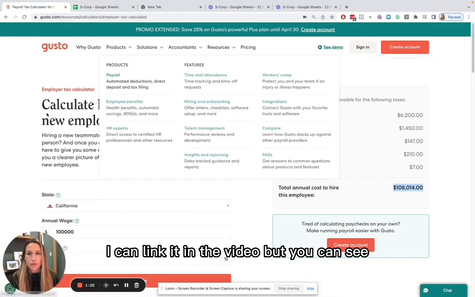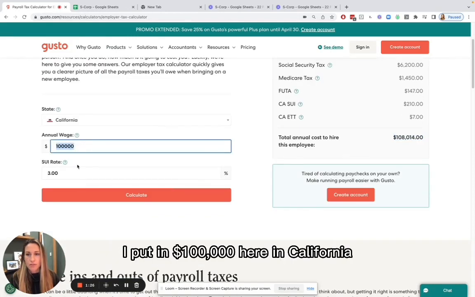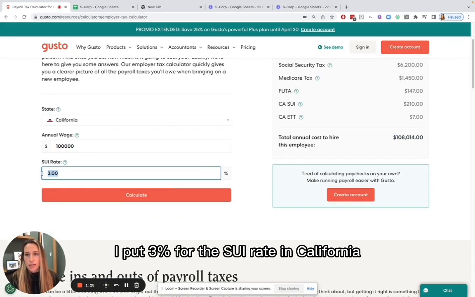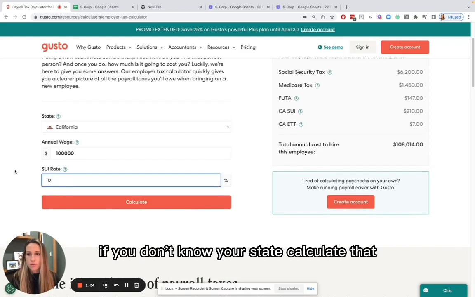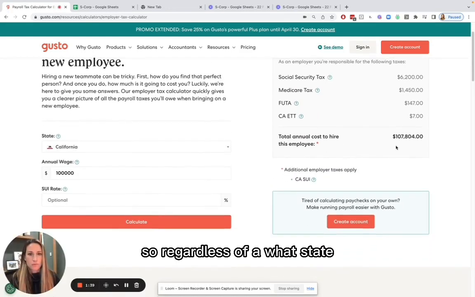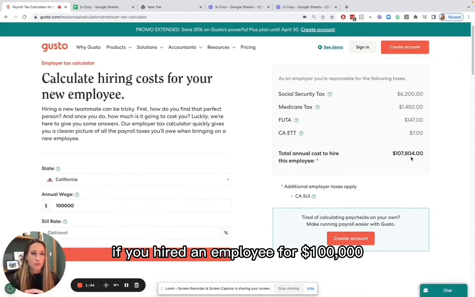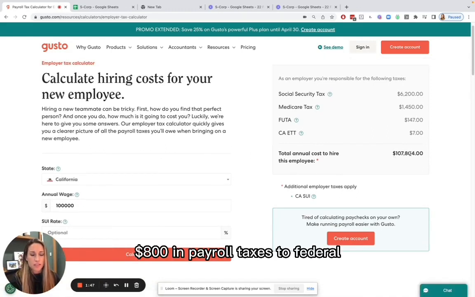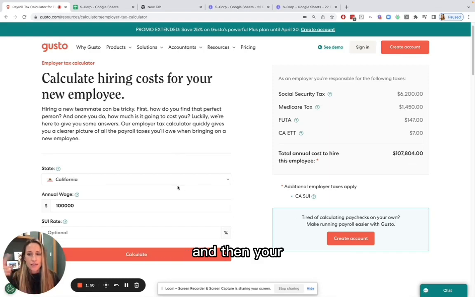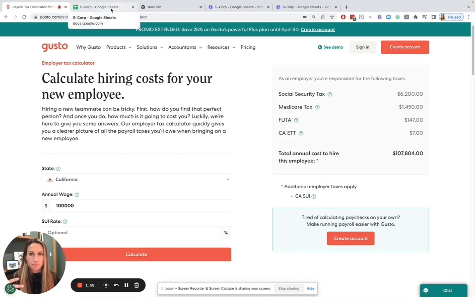I can link it in the video, but let's say you want to hire an employee. I put in $100,000 here in California. I put 3% for the SUI rate in California. Even if let's just say it's 0, if you don't know your state, calculate that. You can see, regardless of what state, if you hired an employee for $100,000, you'd be paying at least $7,800 in payroll taxes to federal, and then your state is usually a little bit on top of that. So I always just round up to 8% on average for payroll taxes.